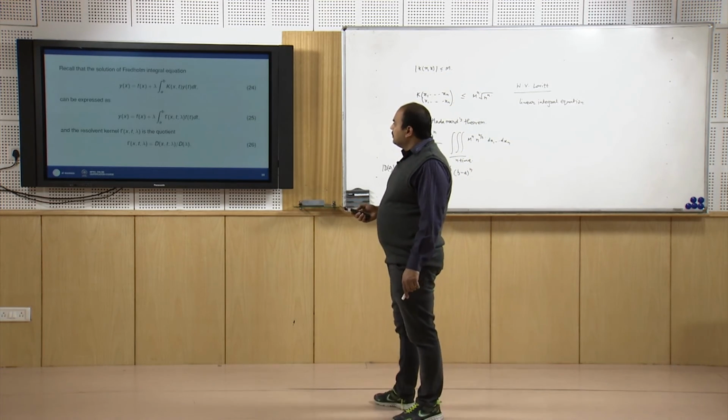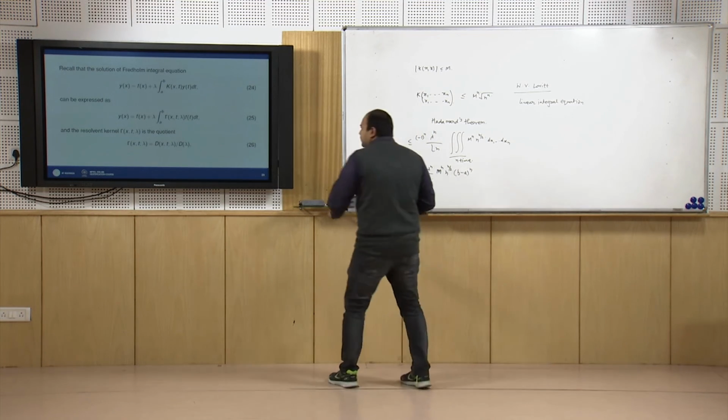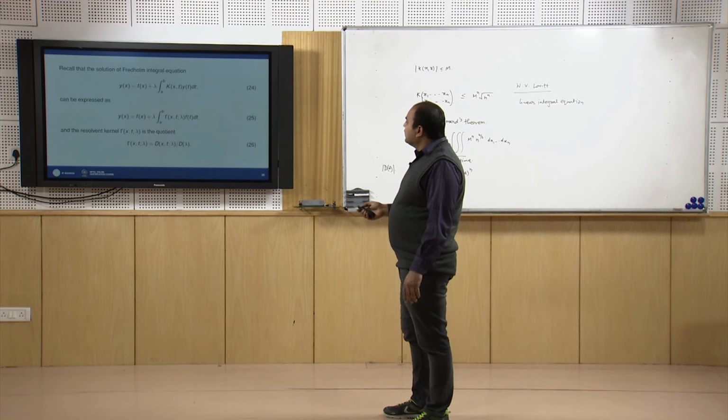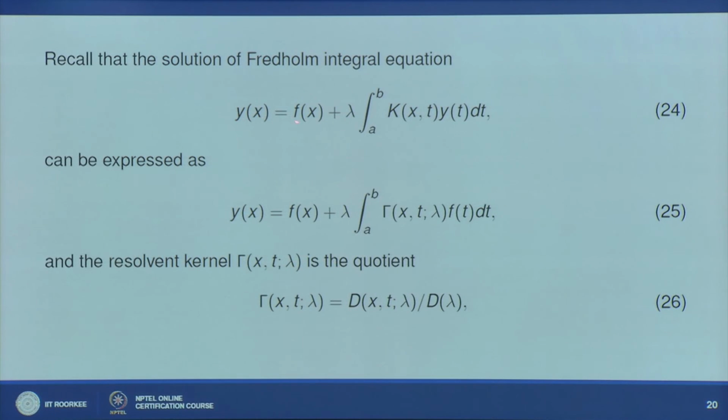If you remember, we have discussed in the case of separable kernels and successive approximation that if we have an equation y(x) equal to f(x) plus lambda times the integral from a to b of k(x,t) y(t) dt, then the solution can be reduced to y(x) equal to f(x) plus lambda times the integral from a to b of the resolvent kernel gamma(x,t;lambda) f(t) dt, where the resolvent kernel gamma(x,t;lambda) is given by the ratio d(x,t;lambda) divided by d(lambda), provided that d(lambda) is non-zero.